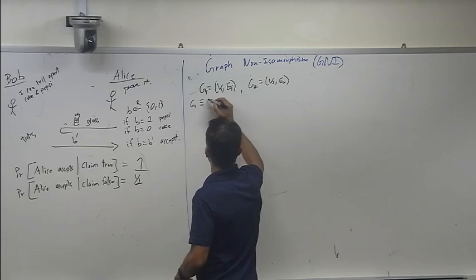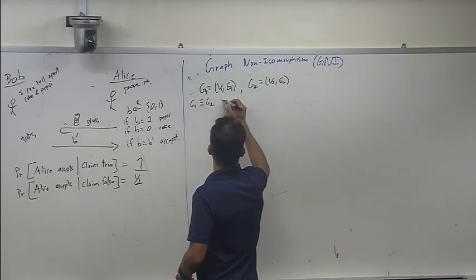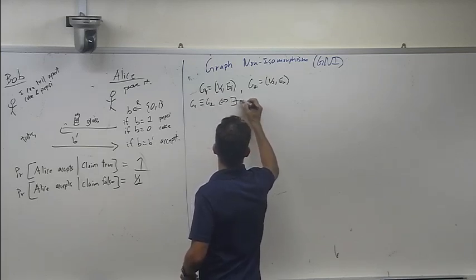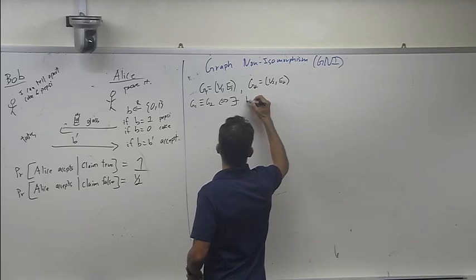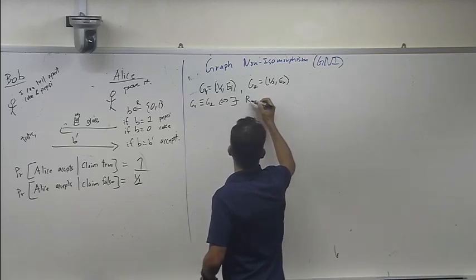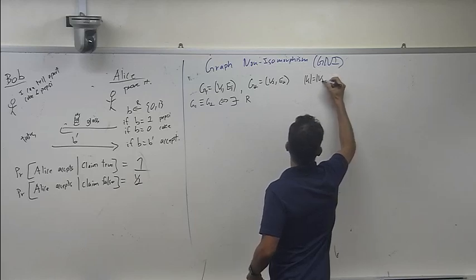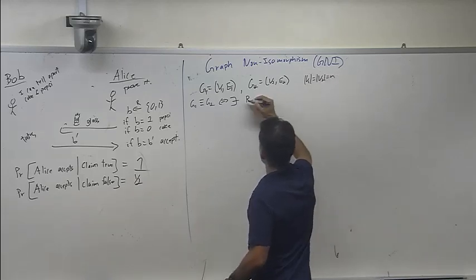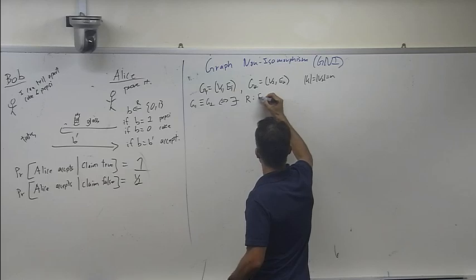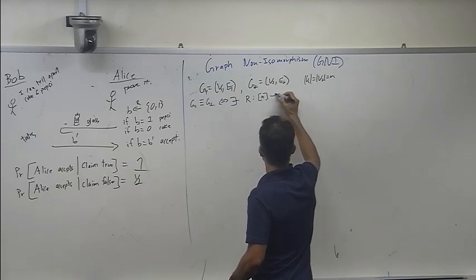You can use three bars. G1 is isomorphic to G2 if and only if the size of V1 equals the size of V2, which is equal to n, and there exists some permutation.